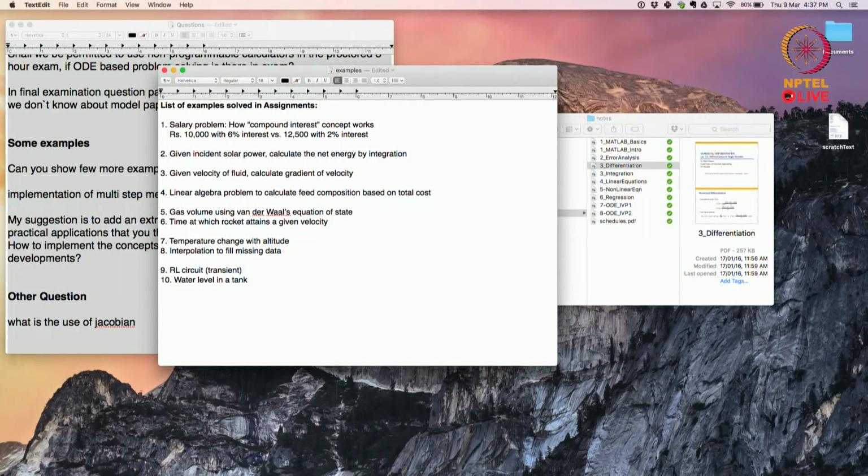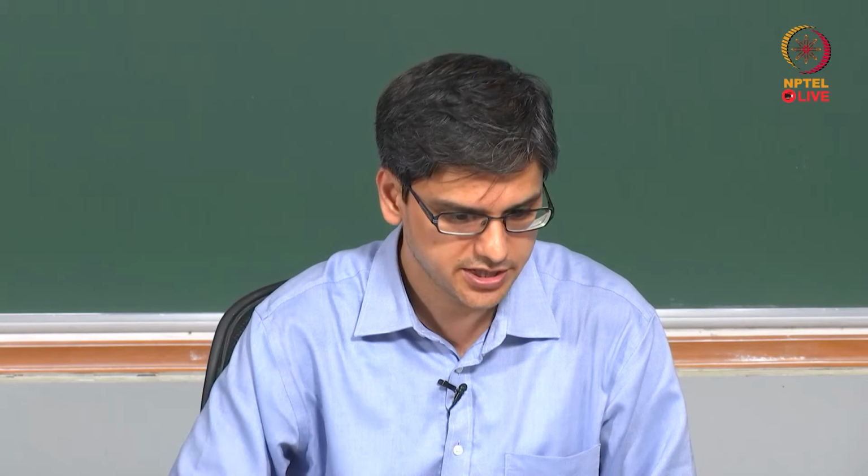And the final set of problems that we are currently looking at in module 7 is the RL circuit example from electrical engineering and water level in tank, which is a standard problem in process control that we teach in undergraduate. And solving ODEs is the other big forte of MATLAB. This is another place where I personally, for example, have used MATLAB quite a lot, both in research as well as in industry. And again, this is a skill that becomes fairly useful when it comes to industry.